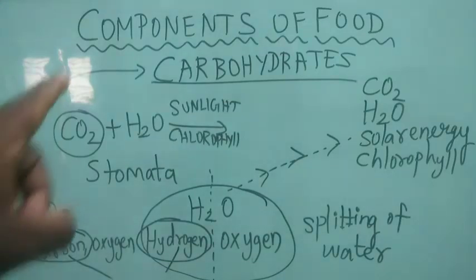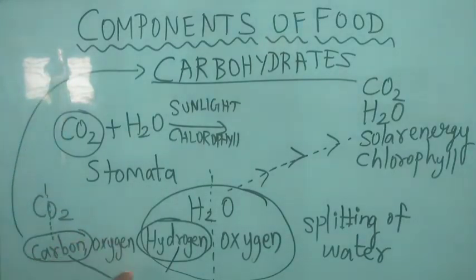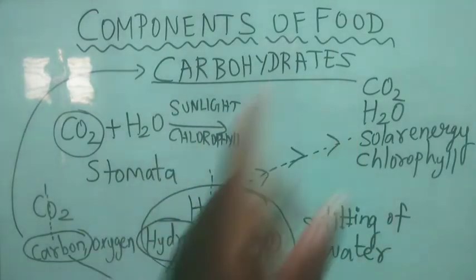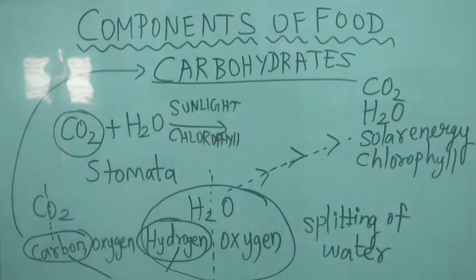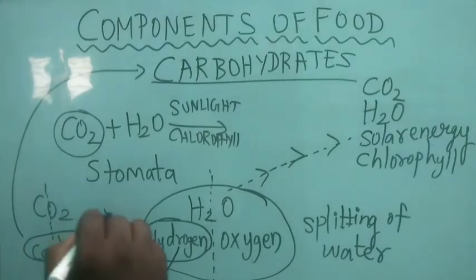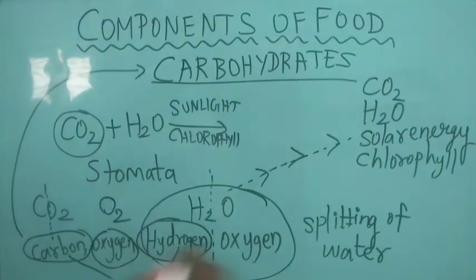So once again I will tell you, this carbon dioxide is broken down into carbon and oxygen. This H2O, water, is broken down into hydrogen and oxygen by the solar energy from the sunlight. That process is called splitting of water molecules. Now the broken molecules, this hydrogen and carbon, combine together to form carbohydrates. The combination of carbon and hydrogen is called carbohydrate. And the oxygen combines together to form O2. Here one oxygen, here one oxygen, they combine together to form O2.